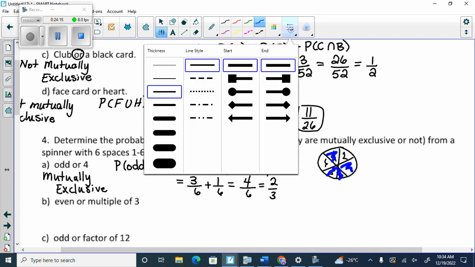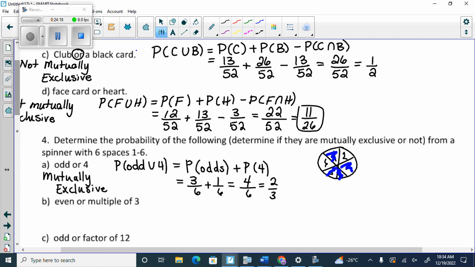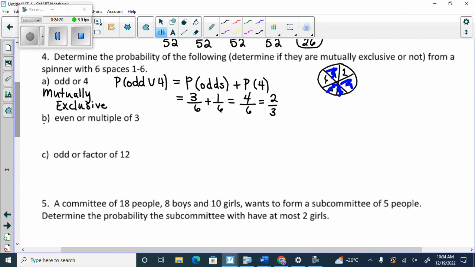Evens or multiples of 3. Are there any evens that are multiples of 3? Yes. Evens are 2, 4, 6. Multiples of 3 are 3 and 6. Is there overlap? Yes, the 6. So if there's overlap, these are not mutually exclusive.